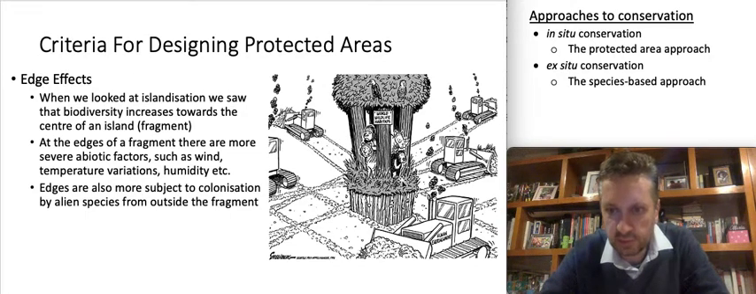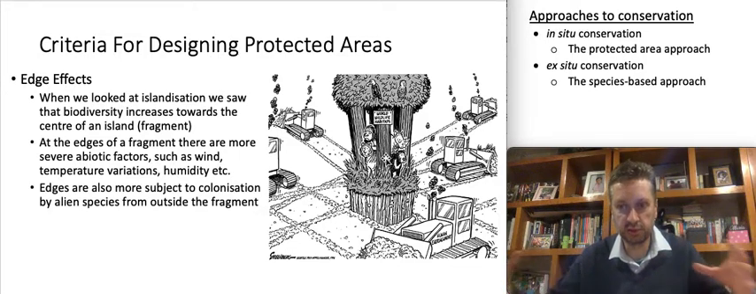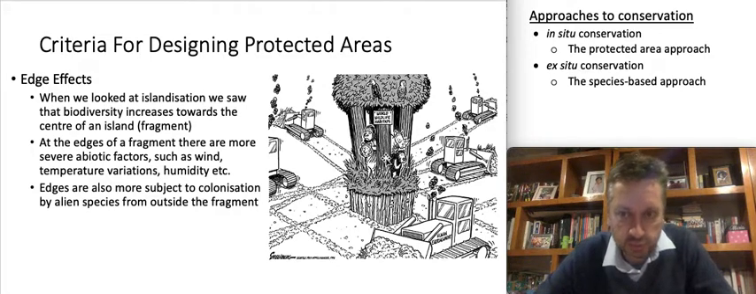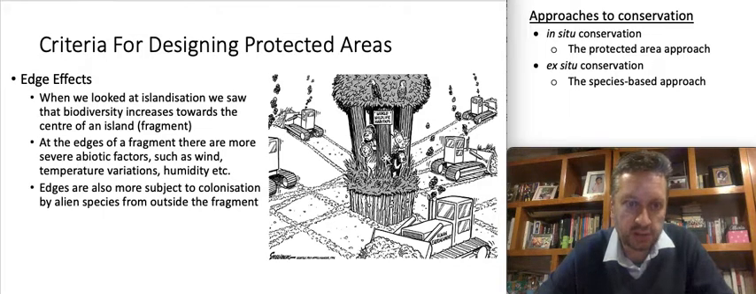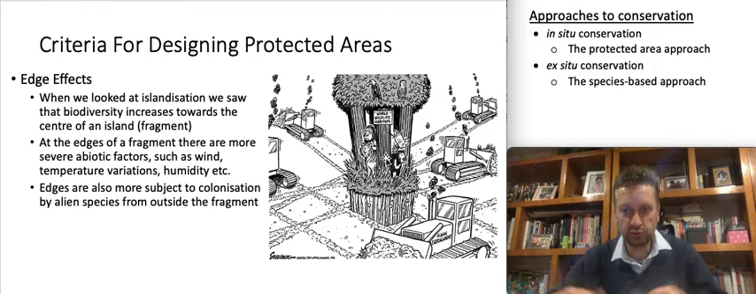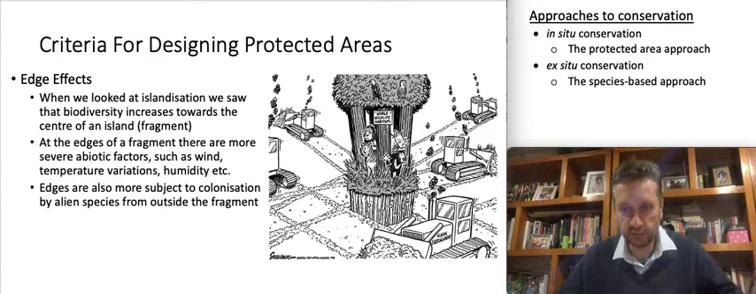This cartoon kind of represents what I just told you about. Edge effects compared to what's in the centre of the island, which is probably the best protected and most pristine. But obviously islands can get smaller and smaller as human activity encroaches on those edges. So when we looked at islandisation, we saw that biodiversity increases towards the centre and it's worse on the edges. And at the edges of fragments, there are more abiotic factors, as I've said, wind, temperature variation, effects on nutrient cycles, etc. And the edges are more subject to invasion by alien species or colonisation from species from the outside, moving inwards.